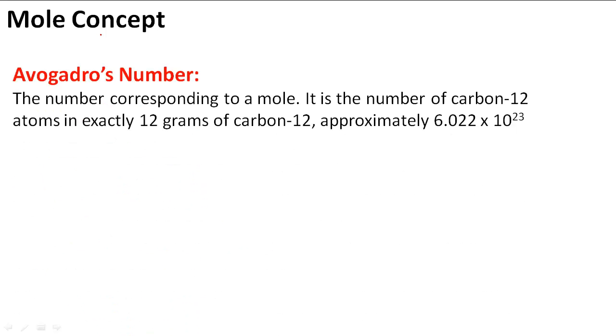Mole concept. So, we use Avogadro's number in chemistry. Avogadro's number is the number corresponding to a mole, and we'll talk about a mole in a second. It is the number of carbon-12 atoms in exactly 12 grams of the carbon-12 isotope of carbon, which is approximately 6.022 times 10 to the 23rd atoms. So, this Avogadro's number is going to be very important for us to understand how we can calculate the number of atoms a certain sample of an element has.